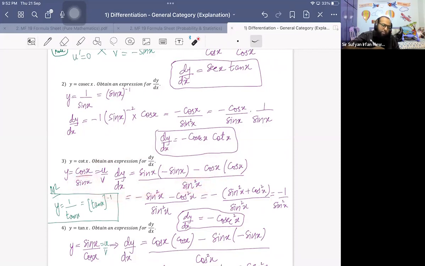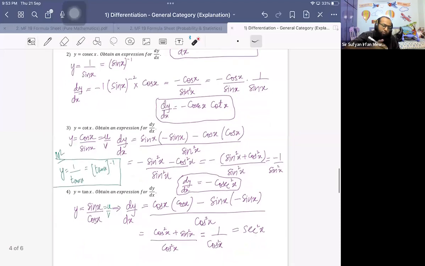Then at the end, we get minus sin square x minus cos square x. And if we take minus as common, it becomes sin square x plus cos square x, and in the denominator, we have sin square x. Sin square x plus cos square x is identical to 1, as we have studied in trigonometry in AS as well. So it's negative 1 over sin square x. 1 over sin is cosec, 1 over sin square is cosec square, and negative means negative cosec square x.